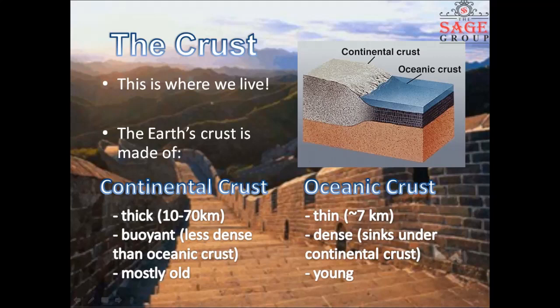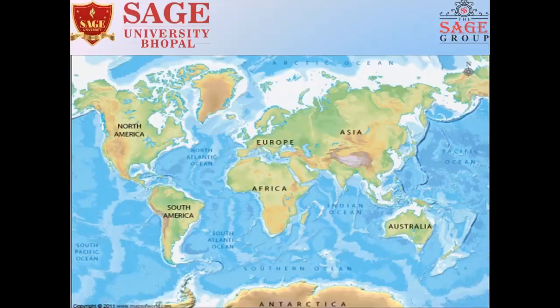Now, what are the basic differences between continental crust and oceanic crust? Continental crust is very thick, about 10 to 70 kilometers. Oceanic crust is thin, nearly 7 kilometers. Second point, continental crust is buoyant, less dense than oceanic crust. Oceanic crust is dense. Third, continental crust is mostly old, and the oceanic crust is young. This is the geographical division of Earth, which shows different continents, countries and oceans.